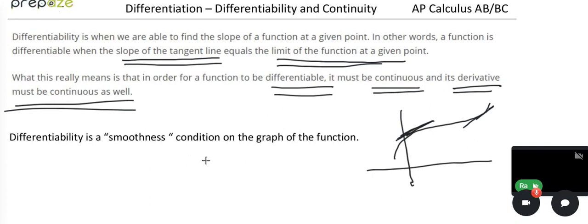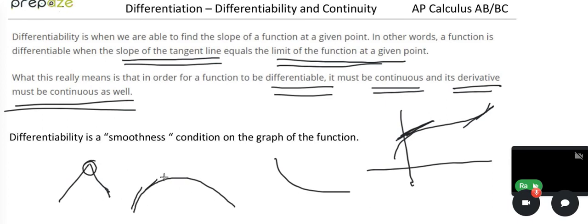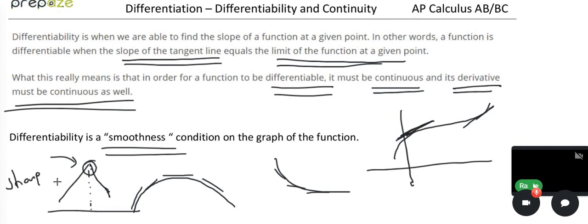Differentiability is the smoothness condition of the graph. It talks about smoothness like this, or maybe like this, but it cannot be like this. If it is something like this, this is not smooth here. Here everywhere it is smooth. Everywhere we have the slope, and the curve itself is smooth. So it actually talks about the smoothness condition of the graph. If the question is to check the differentiability at this point, it is not differentiable because we have a sharp turn. A sharp turn means it is not smooth.